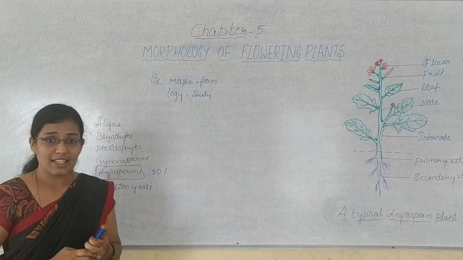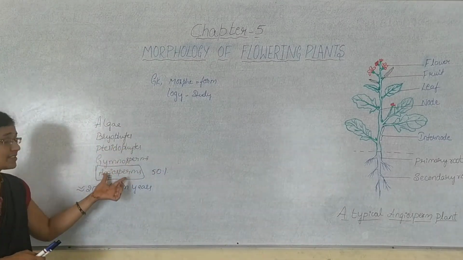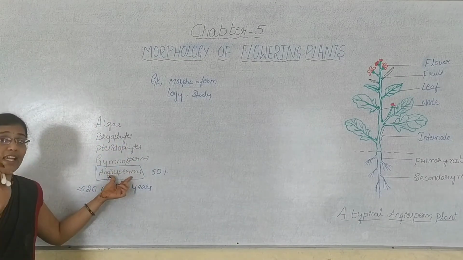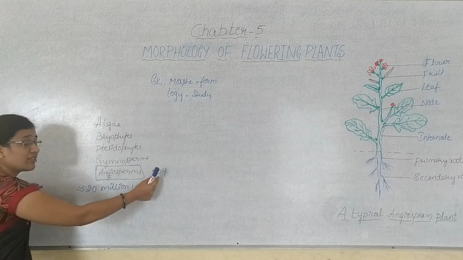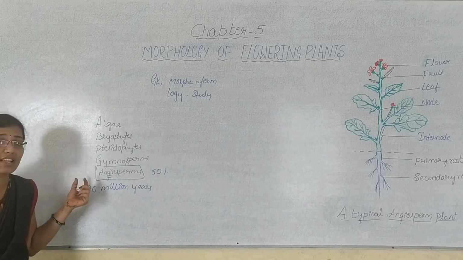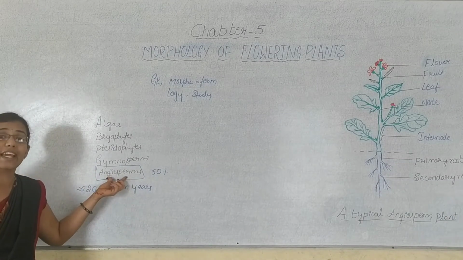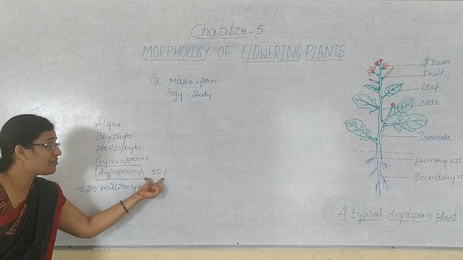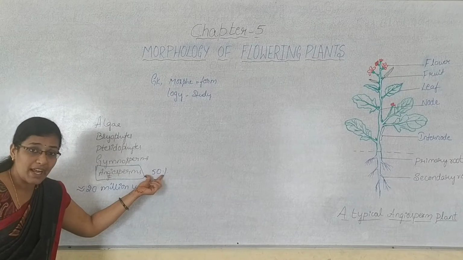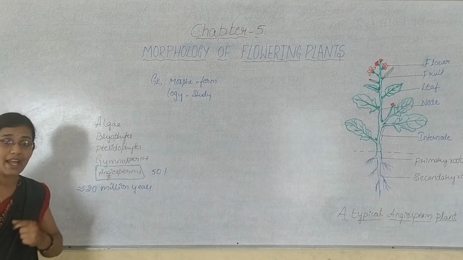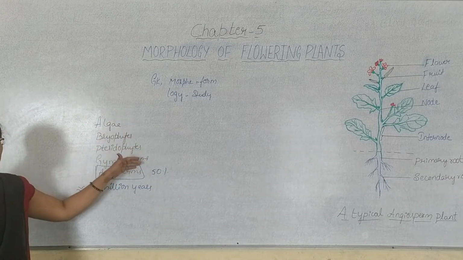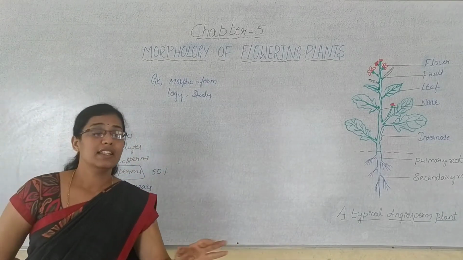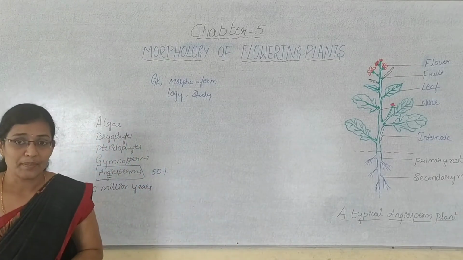I told you the kingdom Plantae is divided into these 5 different divisions. Among these, 50% of the plants come from the angiosperms. So angiosperms are contributing about 50% of the flora to the plant kingdom. The sum total of all the rest contributes the remaining 50%, right?